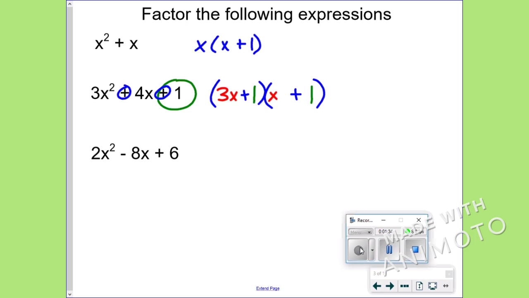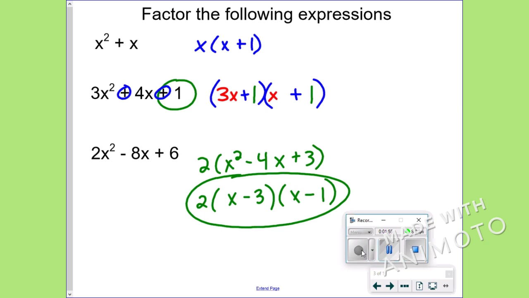And then we can check our OI. So we check the outside. 3x times 1 is 3x. 1 times x is 1x. 3x plus 1x is 4x. So these are the correct factors of 3x squared plus 4x plus 1. Why don't you go ahead, pause the video, and attempt this last one.